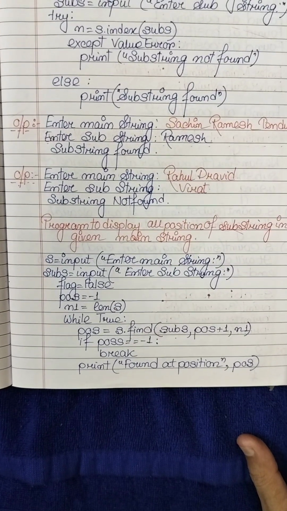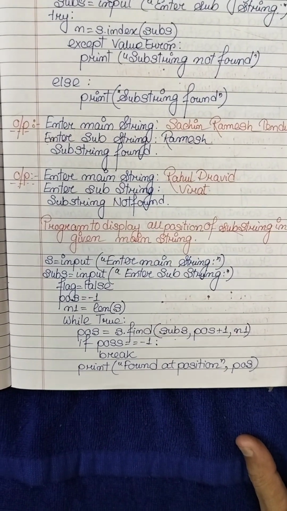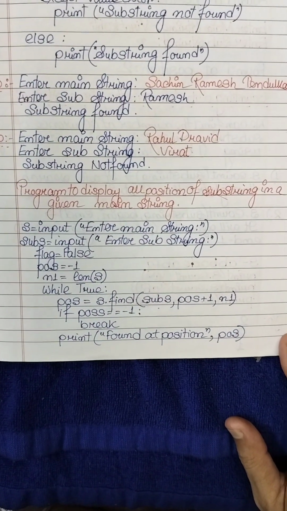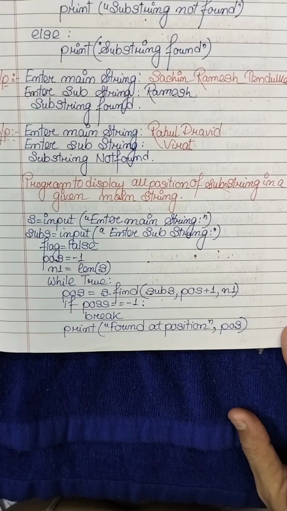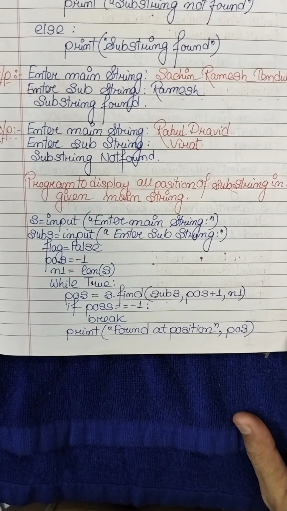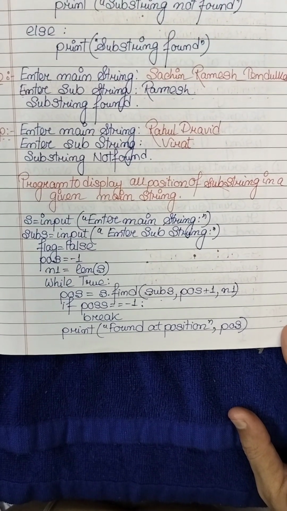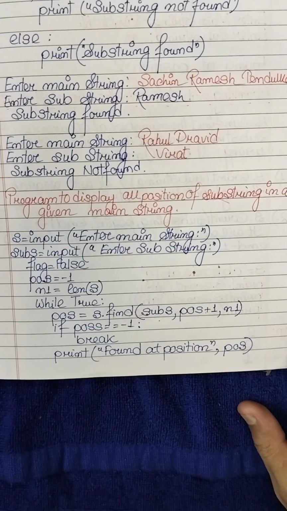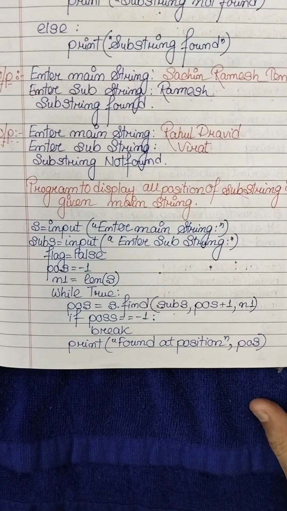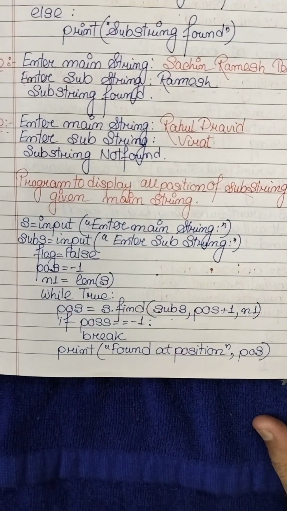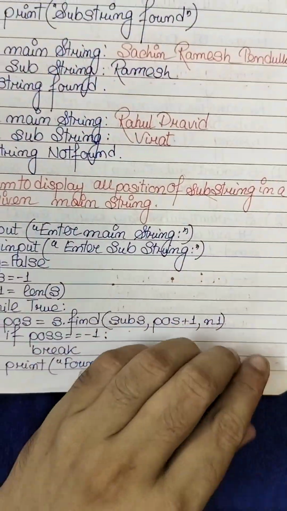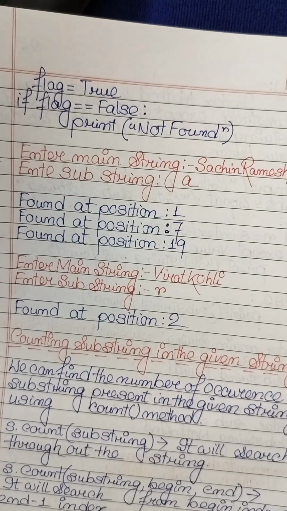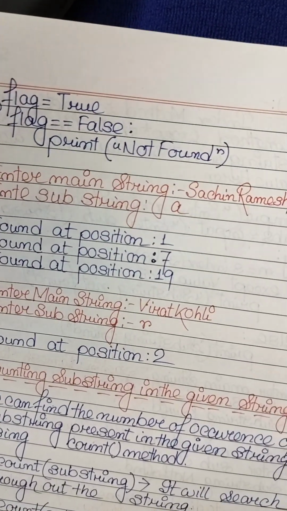While true, position is equal to s.find(subs, position+1, n1). If position is equal to -1, break. Print found at position. That means the position will be mentioned where the substring is found. If the flag is true, print the position; if the flag is false, print not found.